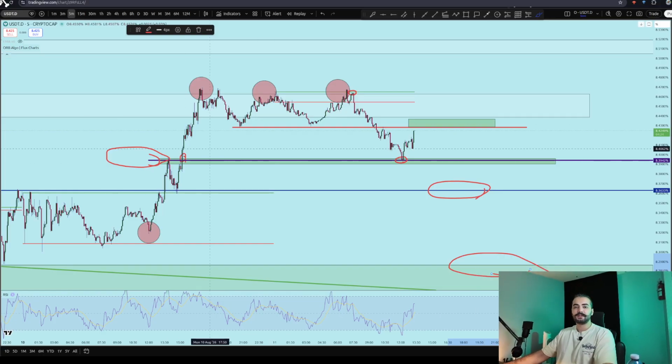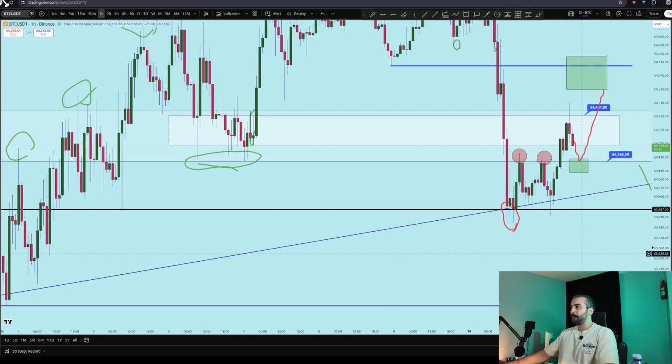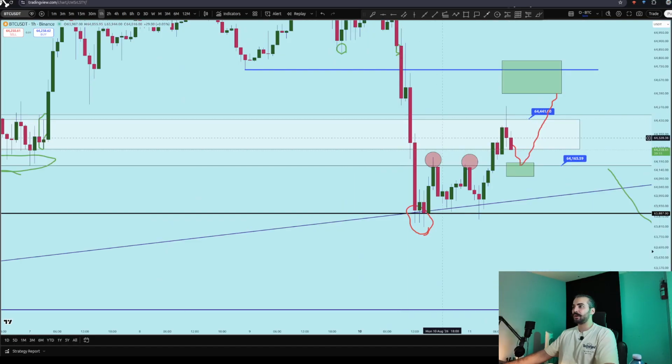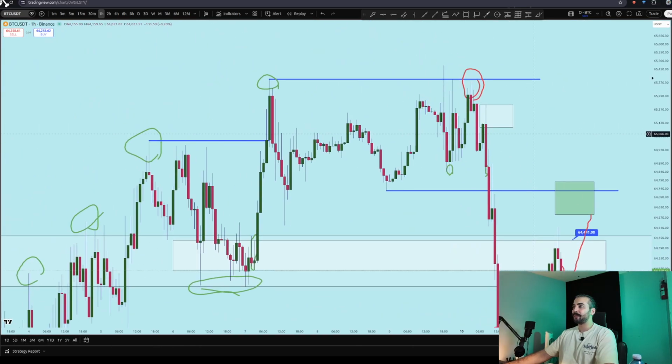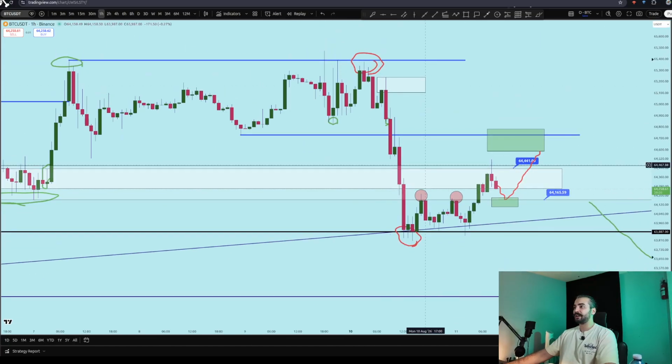Okay, let me make this a little bit smaller. I'm going to move to Bitcoin. On Bitcoin, this is another analysis that we had. If you remember from yesterday's video, we talked about the entire bearish leg that we have here, this entire bearish leg.